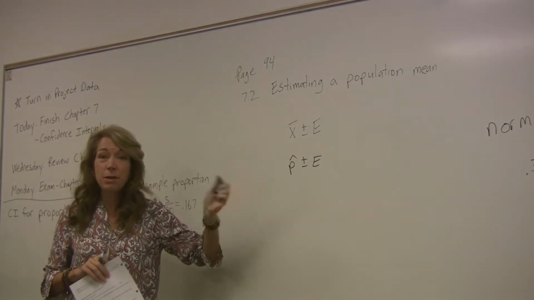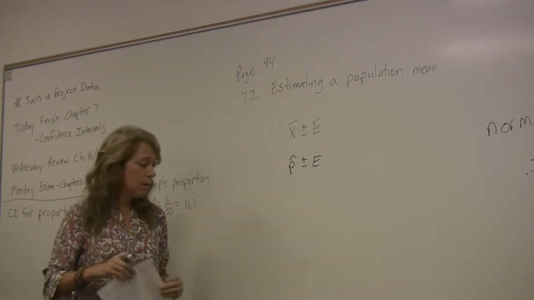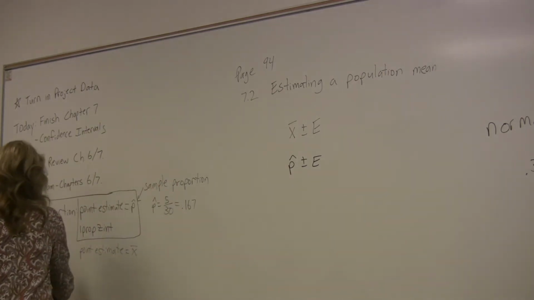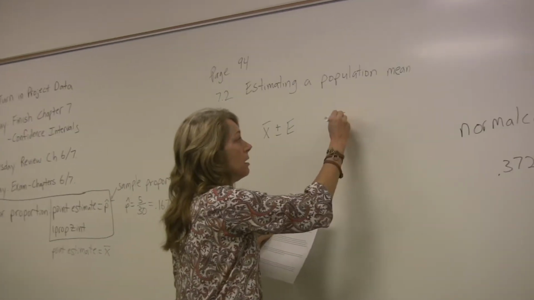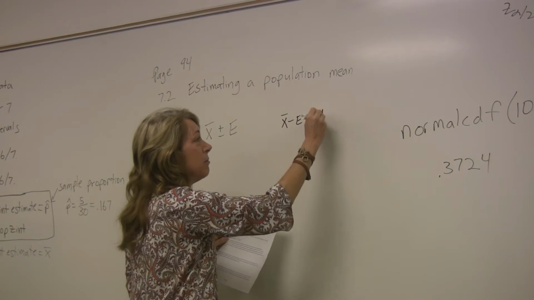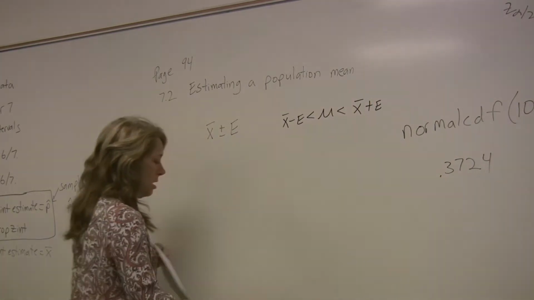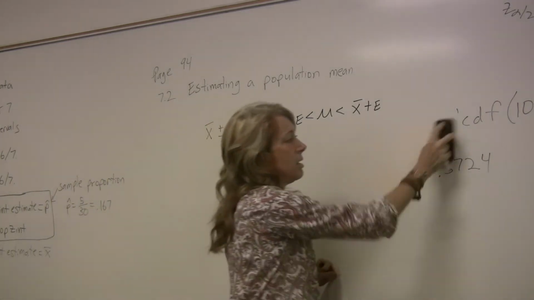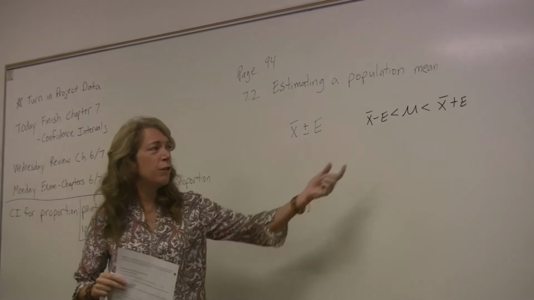So it's very similar, but there's a subtle difference. That's the only subtle difference here. Next to that, we have x bar minus e less than mu less than x bar plus e. What is that telling me? It's actually writing it in interval form.